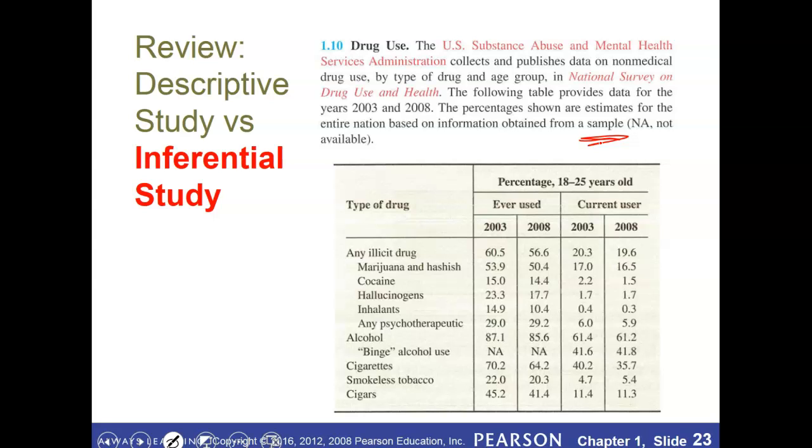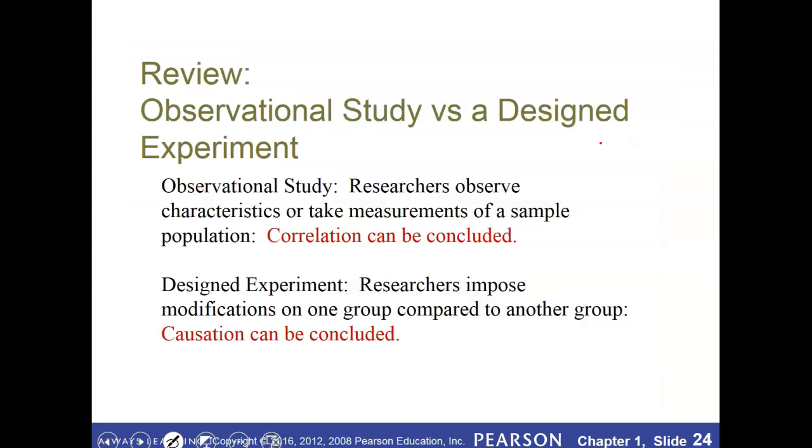But the point that we want to take away from this right now is that if we're going to do an inferential study, we want to make sure that the sample that we use, to the best of our ability, represents the entire population. So then we also yesterday looked at observational studies versus a designed experiment. Remember that in observational studies, researchers observe characteristics or take measurements of a sample or a population. And if that's the case, we can say that there is a correlation, but not necessarily a causation, because there might be something else that's causing the differences between different characteristics within people.